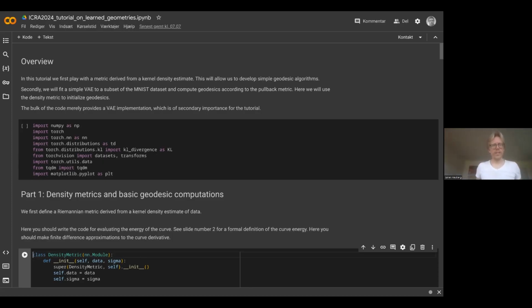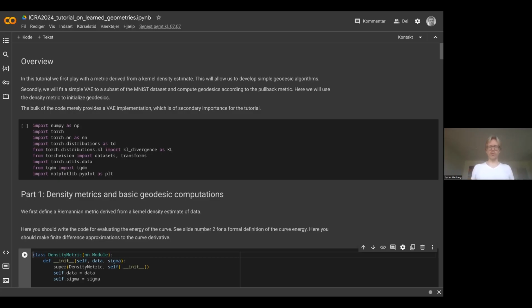The original plan here was that I would have given you a Jupyter notebook on Google Colab that you could play with, where you would do some of these computations yourself. There would be some missing parts of the code that you had to implement, but I understand that there are difficulties doing this in practice.